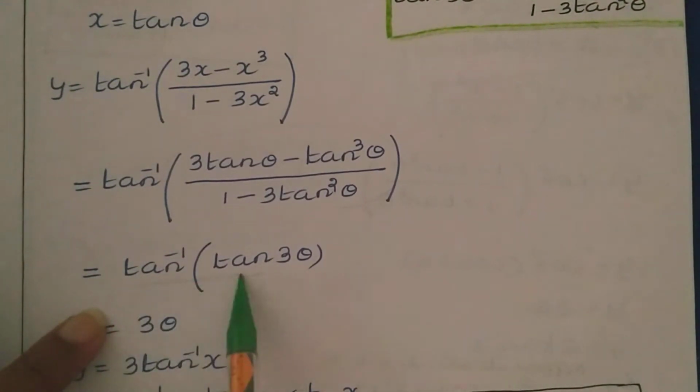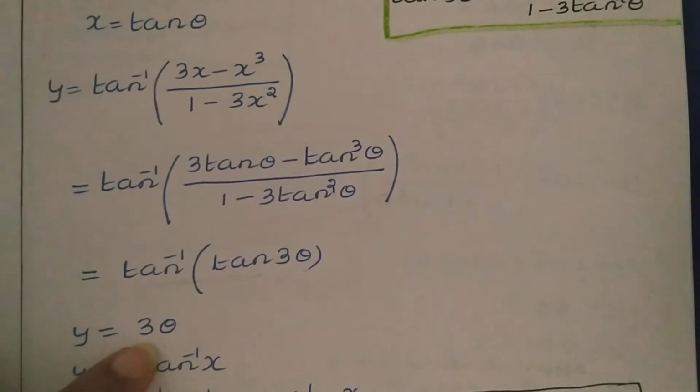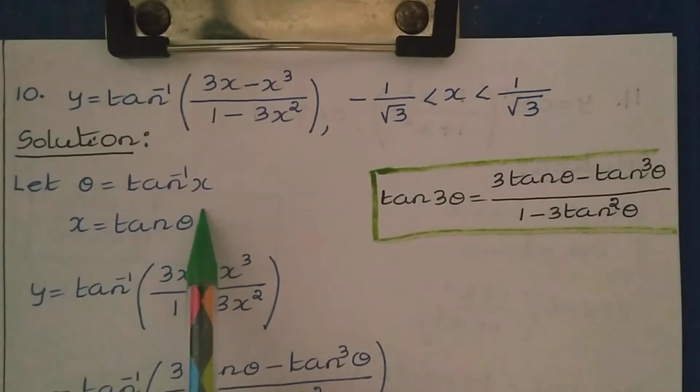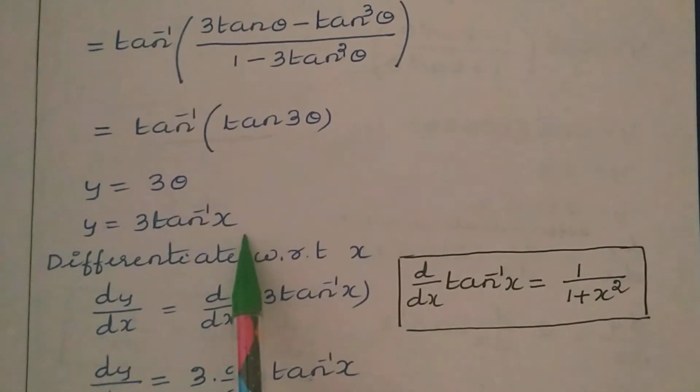This is nothing but 3 theta, that we know from the inverse trigonometric function chapter. There you have solved many problems related to this. So there is a formula like sine inverse sine theta, if you have that, it is equivalent to directly theta. Similarly, tan inverse tan theta is equivalent to theta. Like that way you can write. So this is 3 theta now. And theta we have taken at the beginning as tan inverse x. So just put that. So y is equal to 3 tan inverse x.